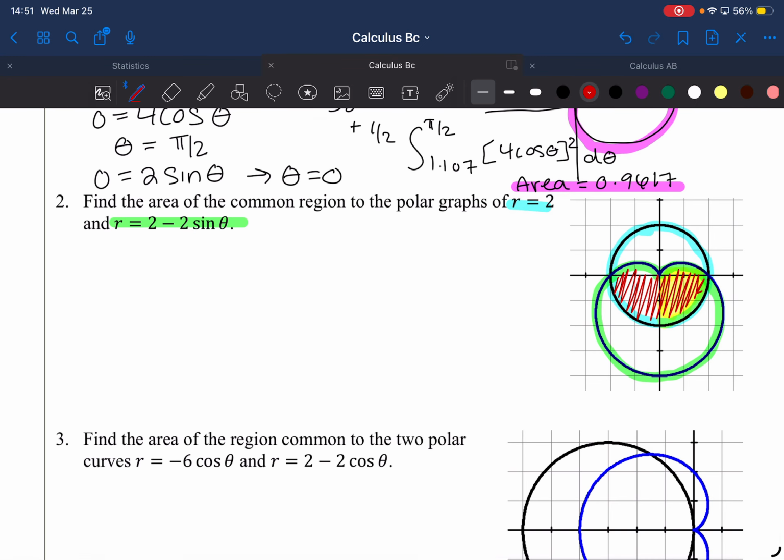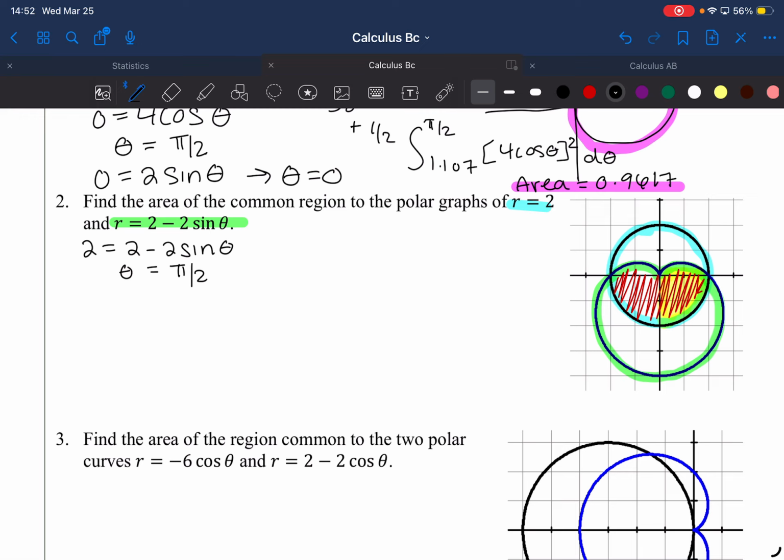So again, first step is to find our bounds by setting these two equal to each other. So I have 2 is equal to 2 minus 2 sine theta. Solve that on Desmos and you get pi halves.